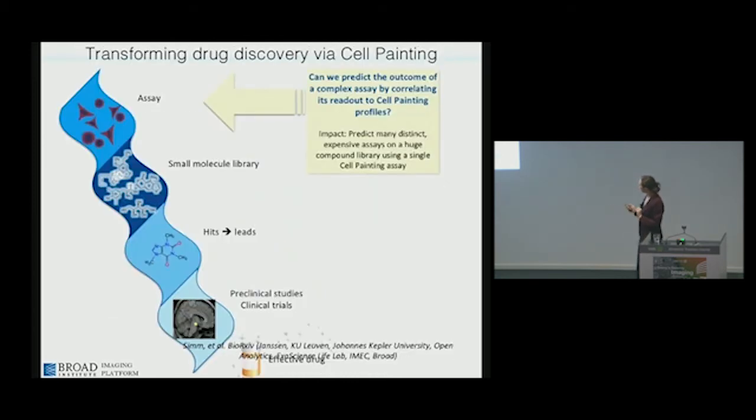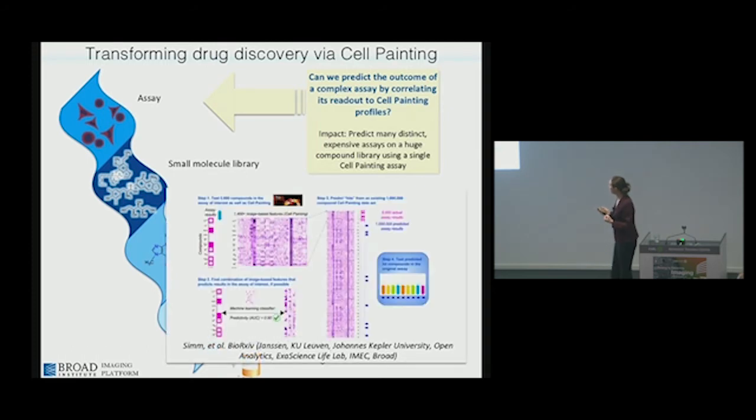Okay, I'll just talk about a few other examples, but not go into tremendous detail. Things we can do using images as this unbiased data source. We can predict the outcome of a complex assay by correlating its readout to cell painting profiles. This was done successfully in the context of a pharmaceutical company, Janssen, over in Belgium, in collaboration with a number of different academic and industrial collaborators.